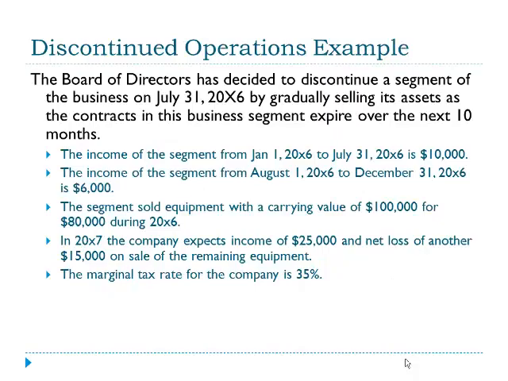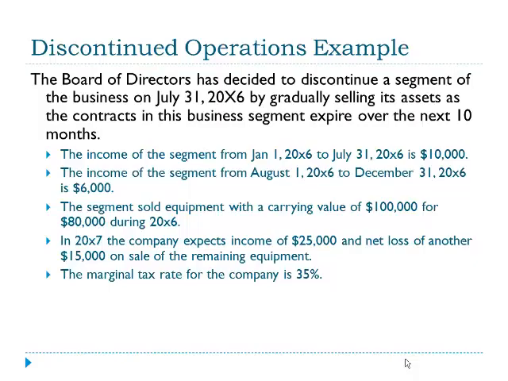Here's an example of discontinued operations. The Board of Directors has decided to discontinue a segment of the business on July 31st, 2006 by gradually selling its assets as the contracts in this business segment expire over the next 10 months. The income of the segment from January through July 31st is $10,000. The income of the segment from August 1st through December 31st is $6,000.